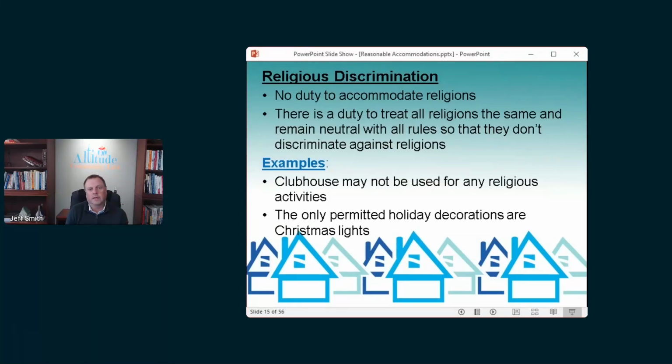Ultimately, what we're saying is, if you're going to allow a Catholic Bible study to take place in the clubhouse, then you'd have to allow a Jewish study of the Torah there, or any of those things. You can't discriminate based on what type of religion it is. Either we're going to allow them all, or we're not going to allow any of them. Likewise, if we're going to allow holiday decorations but the only ones we allow are Christmas lights, that's going to violate the FHA as well, because you're singling out one group of people, saying they can do something and not allowing other people to do it.